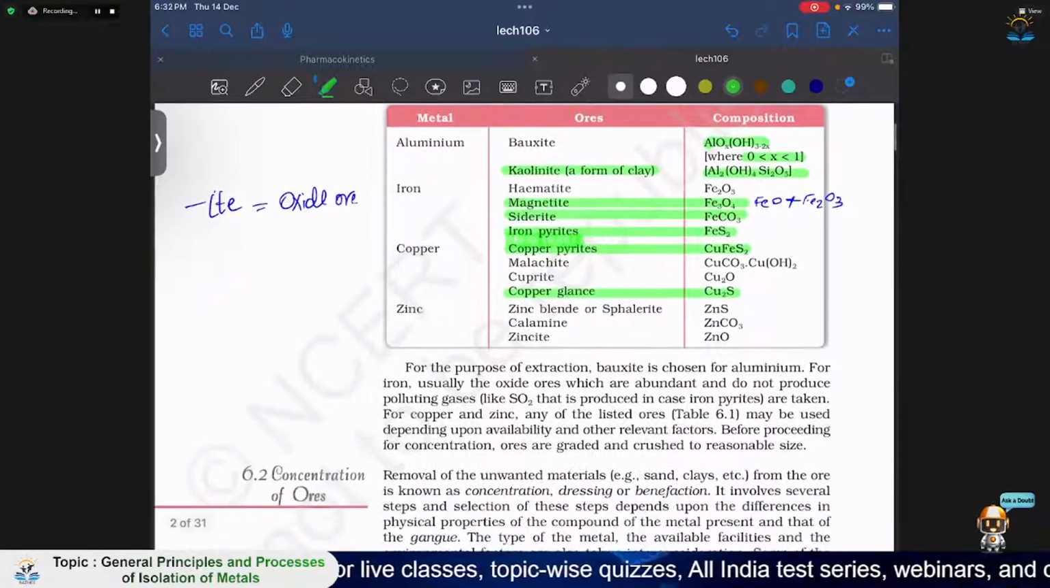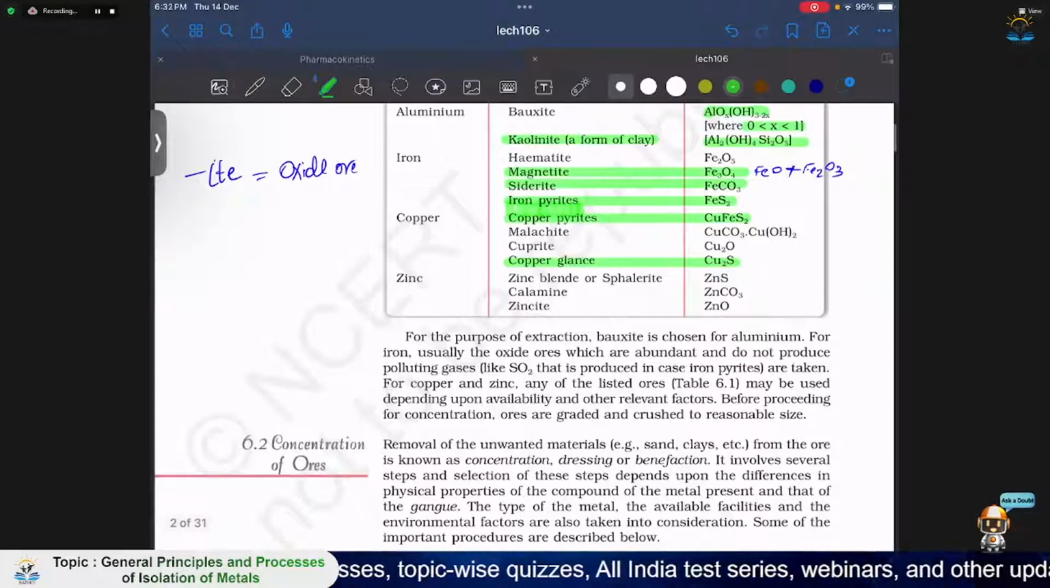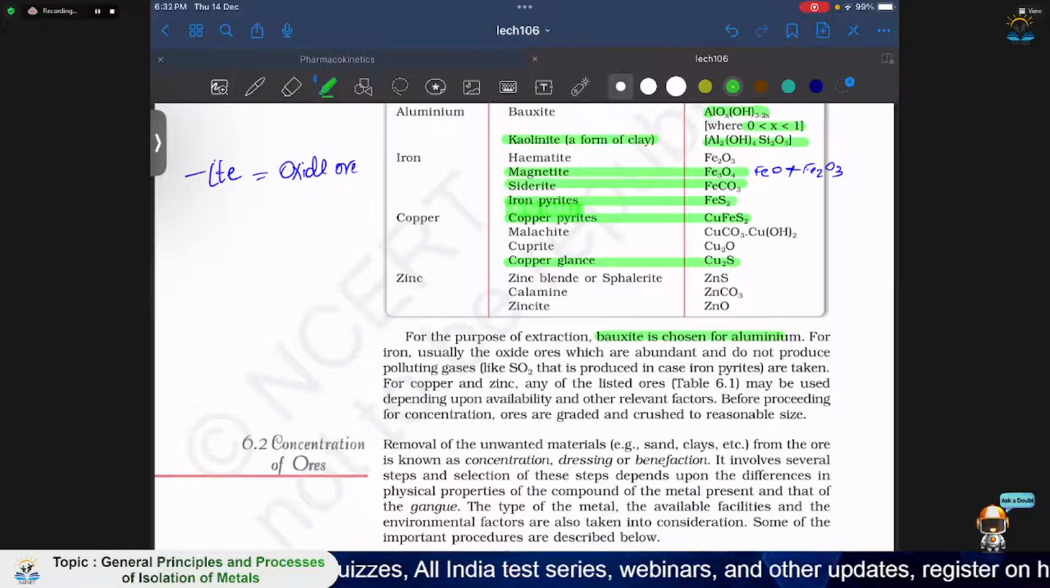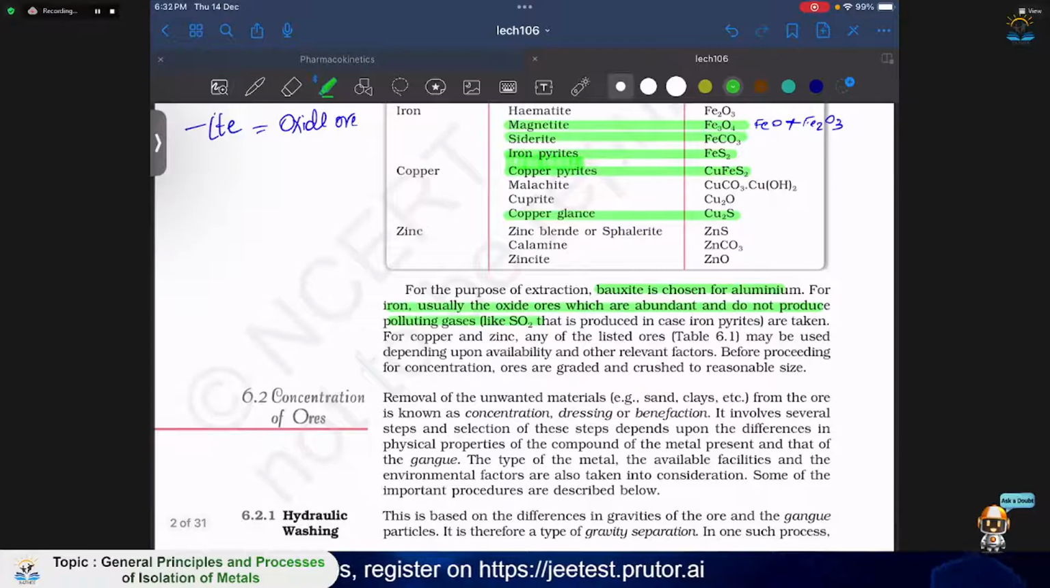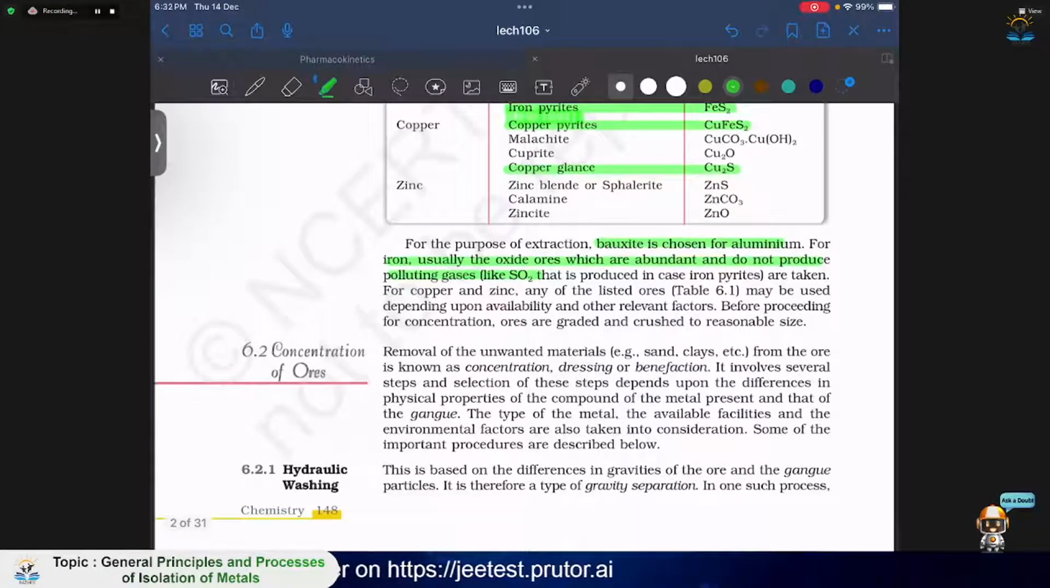We'll move forward. For the purpose of extraction, instead of kaolinite, we choose bauxite for aluminium. For iron, we use the ores which are abundant and do not produce polluting gases like SO2. If you burn iron pyrites, you will get SO2. Then for copper and zinc, any of the listed ores might be used. Now, we have obtained the ore from its source. We have brought it to the factory or wherever we are going to process it. So the first step is going to be to concentrate the ore. So what does that mean?